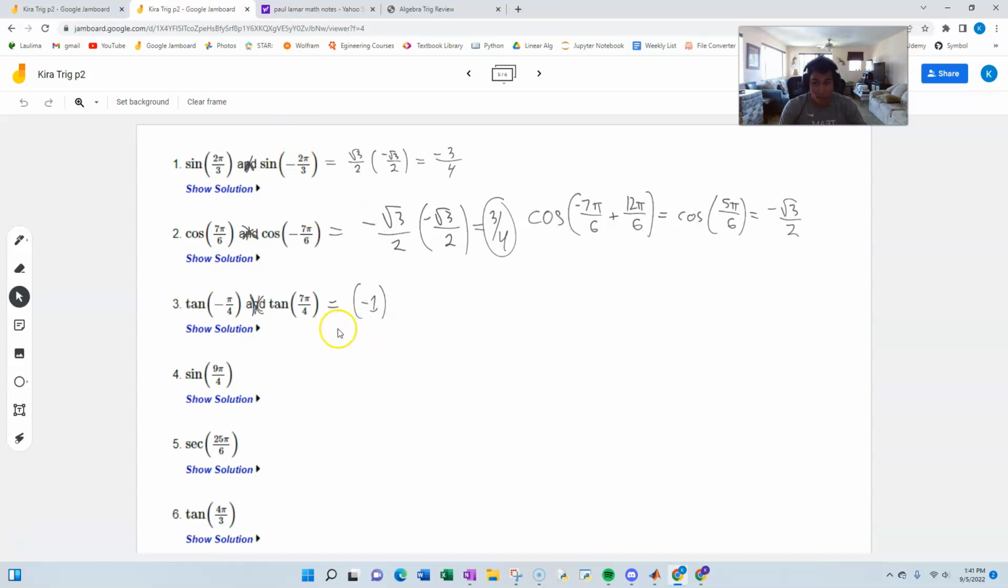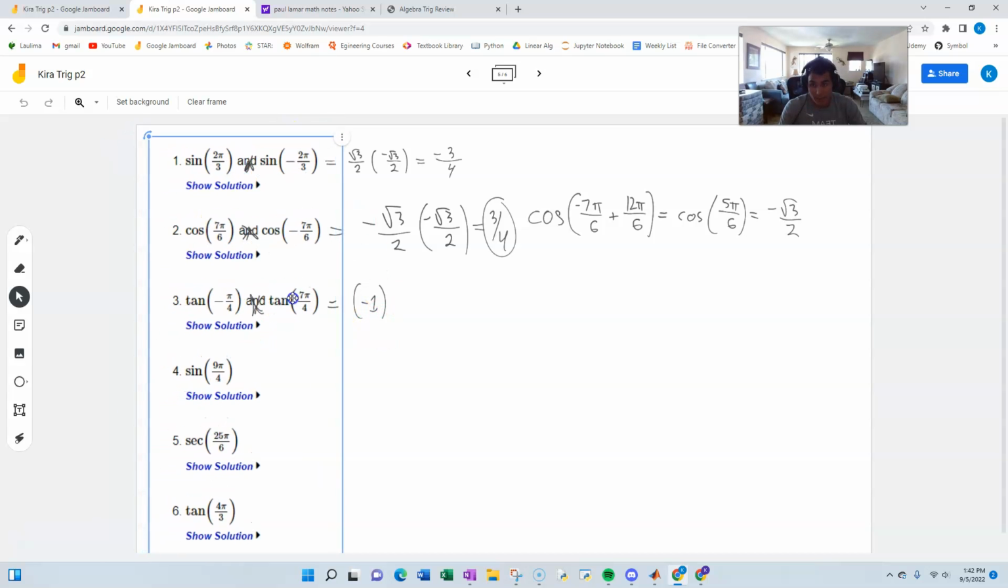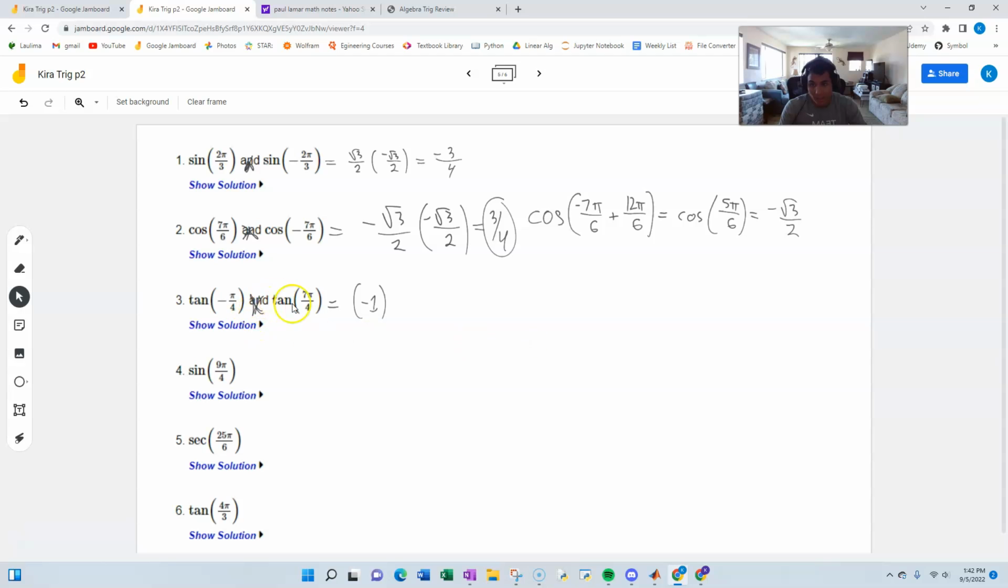Tangent 7 pi over 4. That's the exact same thing as tangent of negative pi over 4. It's negative 1. Sine 9 pi over 4. I see this as sine of 9 pi over 4 minus 2 pi, which is 8 pi over 4, which is sine pi over 4. And we all know that to be square root 2 over 2.